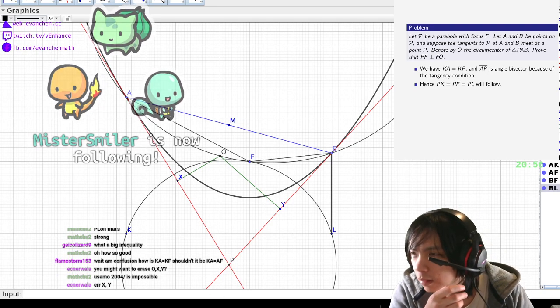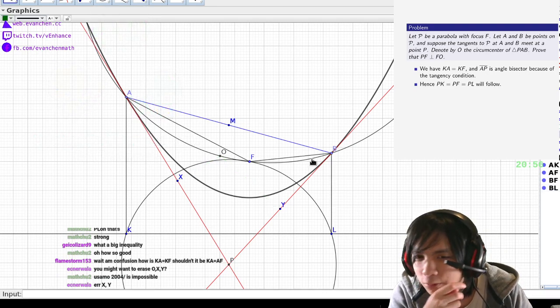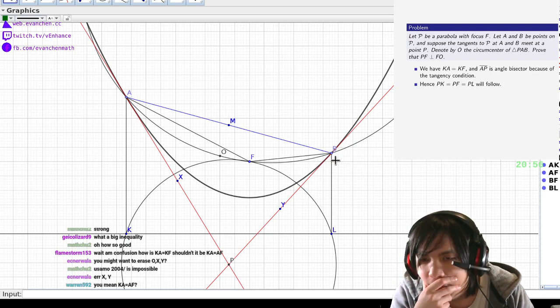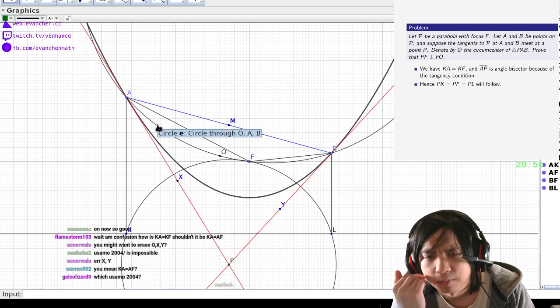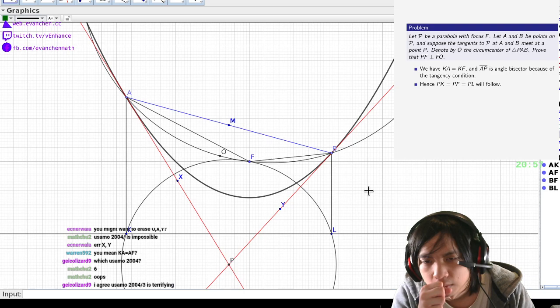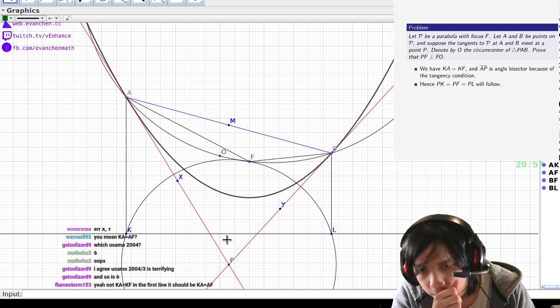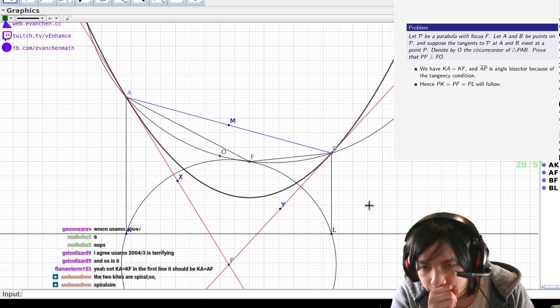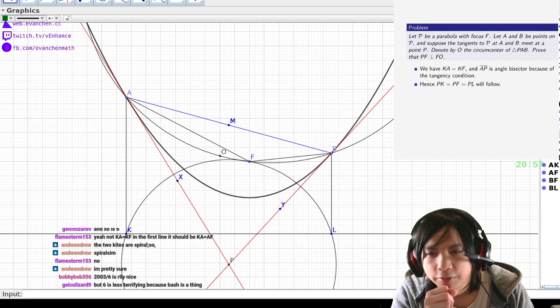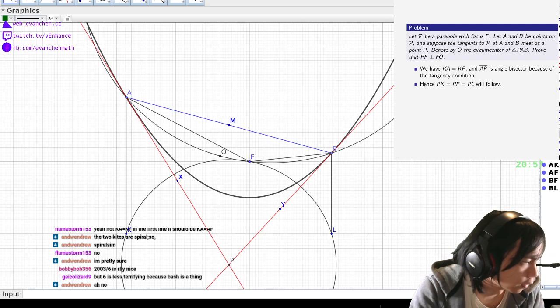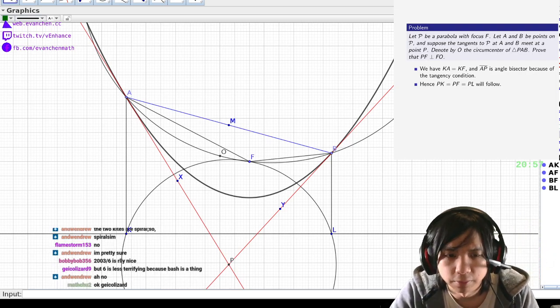Want to erase OXY? Well, I probably should keep O because it's in the problem. So AOFB cyclic probably comes out of an angle chase, right? Is that right? These guys are perpendicular, so yeah, AOFB cyclic should probably come out of an angle chase, I think. K equals KF.